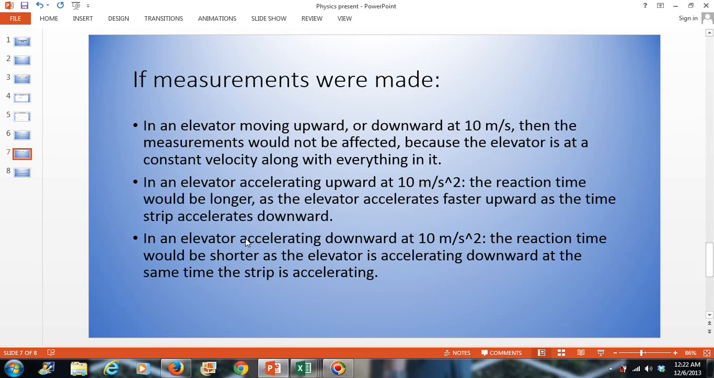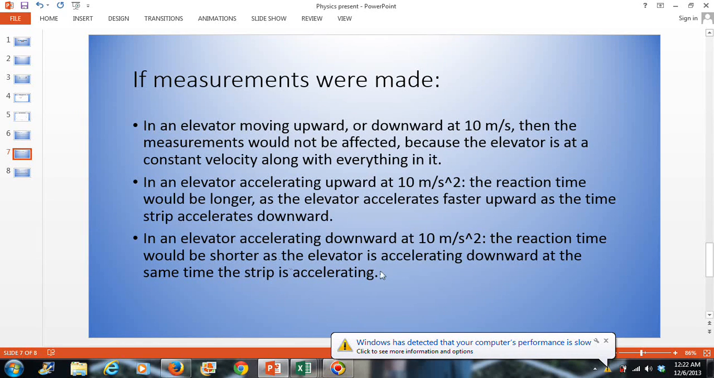And in an elevator accelerating downward at 10 meters per second squared, the reaction time would be shorter because the elevator is accelerating downward at the same time the strip is accelerating downward. And since they're both accelerating downward, along with you, the person catching it, the strip won't move as far because the strip's acceleration goes along with the elevator's acceleration, so the distance of the reaction time will be much shorter.